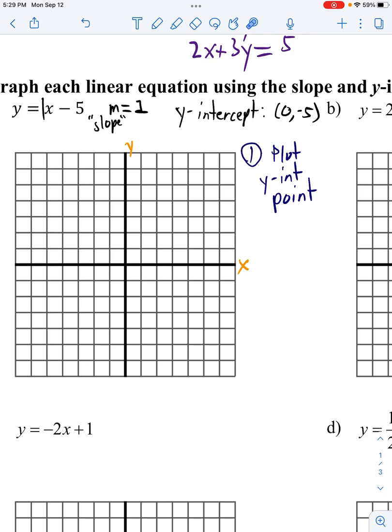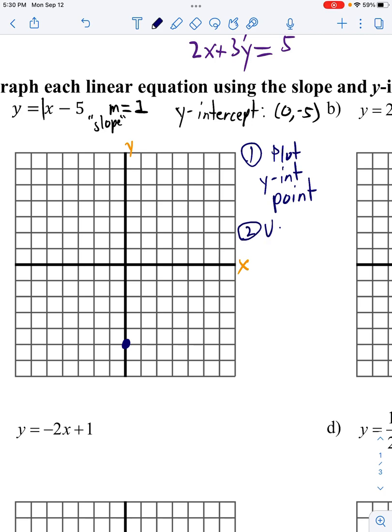So I'm going to start at 0. I'm not going to go to left or right at all, right? That's why the x-coordinate here is always 0. I'm crossing the vertical axis. I don't go to the left or right at all. Then I'm going to stay here and go down 5. 1, 2, 3, 4, 5. I'm going to plot that point right here. Okay? My first step.